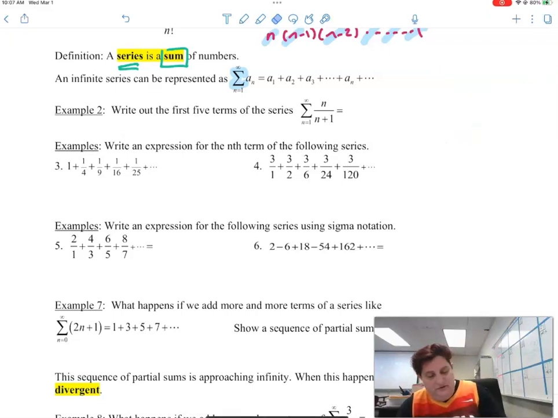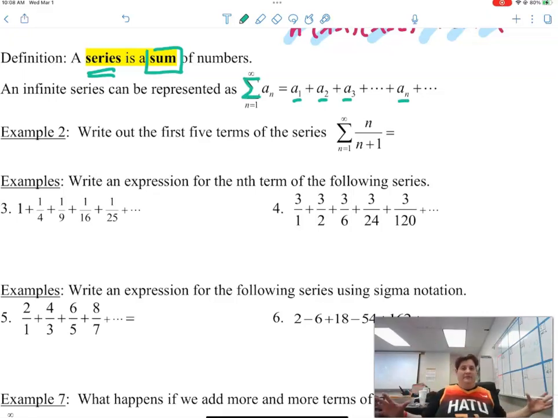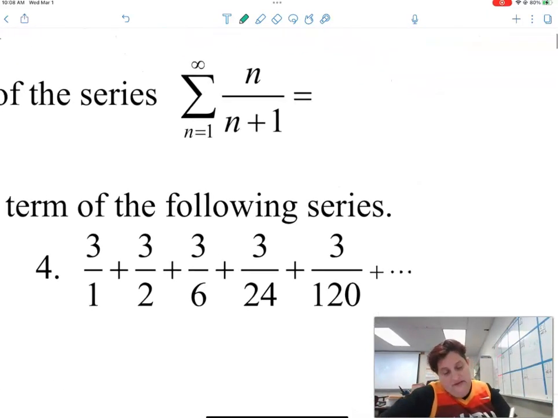I don't know how much you guys have worked with this, but let's see. An infinite series can be represented as the summation of every term, first term, second term, third term, all the way up to the nth term, but n starts at 1 and goes to infinity. So just summing these up forever and ever and ever. All right? So here are some examples. Write out the first 5 terms of this series.